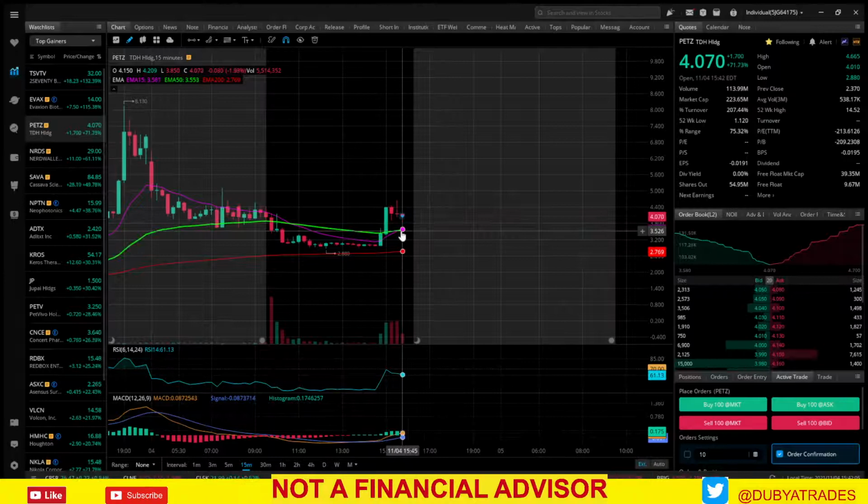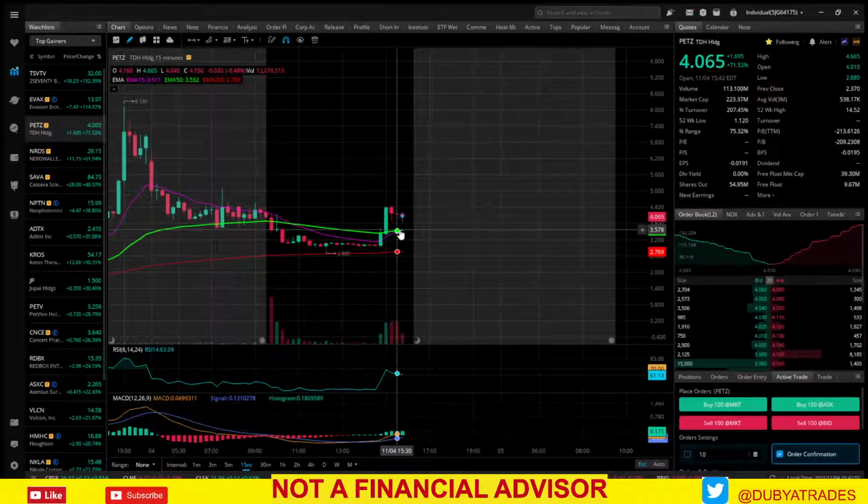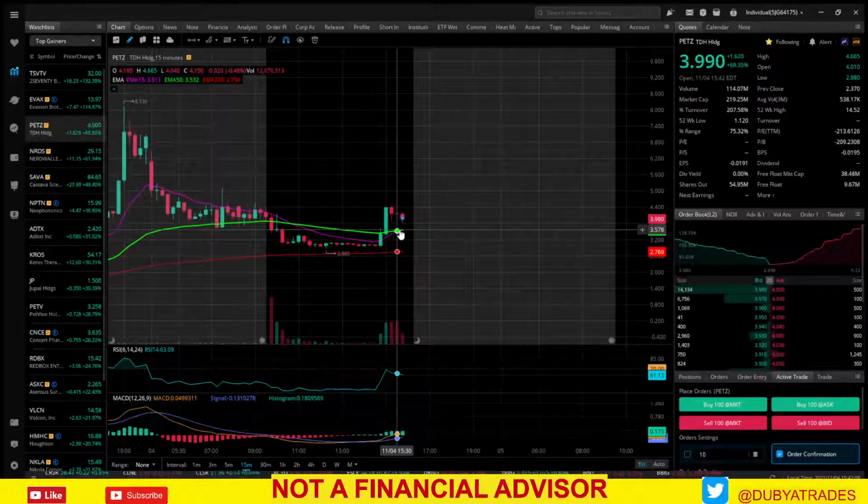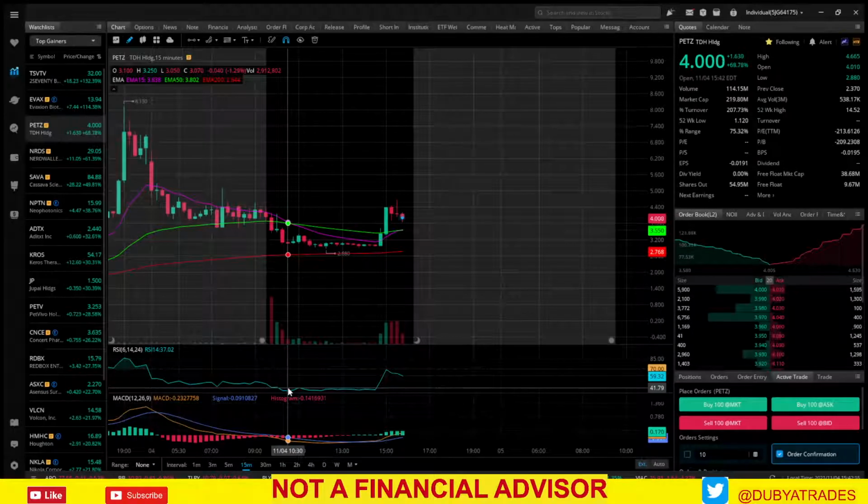If this bounces off of this 50 EMA area, watch it. It will do good. Guarantee it. If it bounces there. Of course, I can't guarantee nothing, so just keep that in mind.